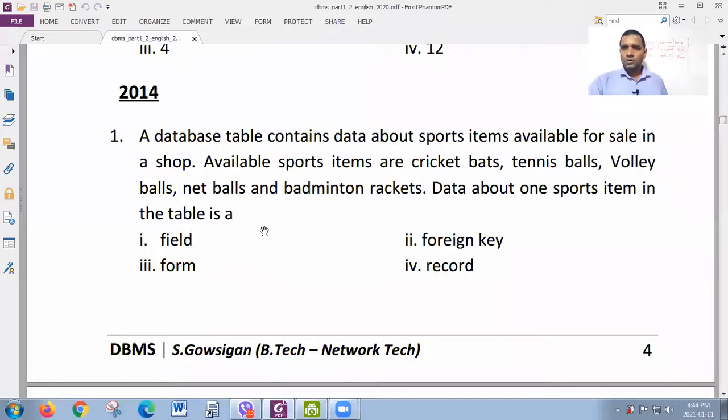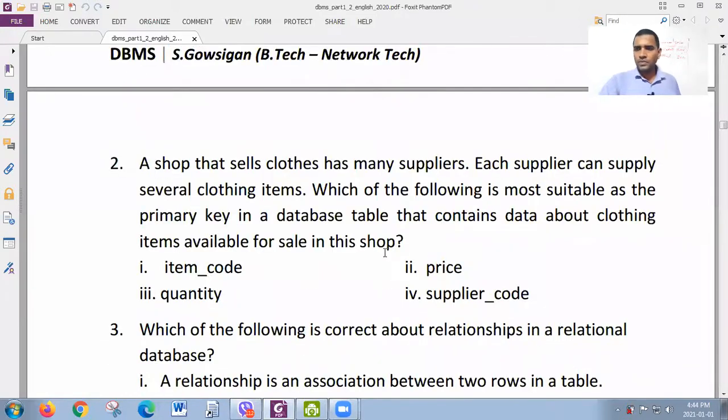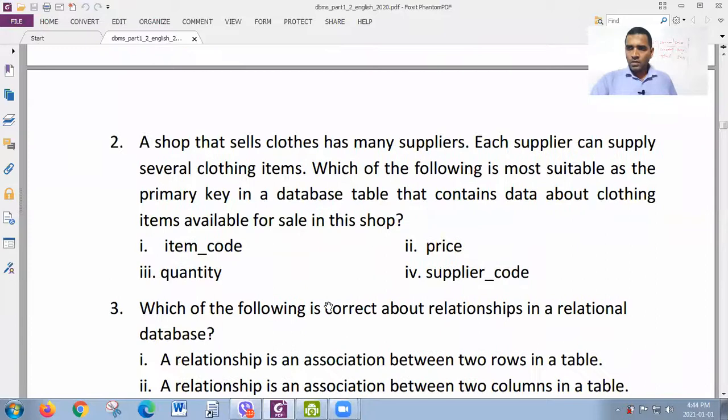Right, so the answer is record. Fourth answer. Look at the second one. A shop that sells clothes has many suppliers. Each supplier can supply several clothing items. Which of the following is most suitable as the primary key in a database table that contains data about clothing items available for sale in this shop?